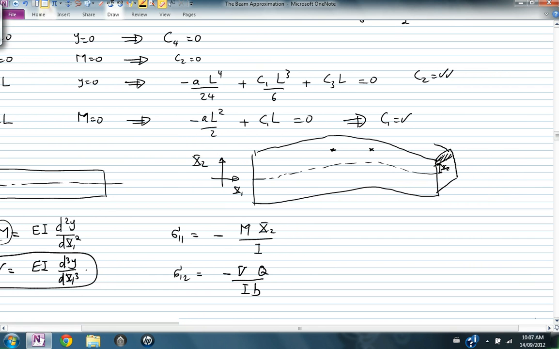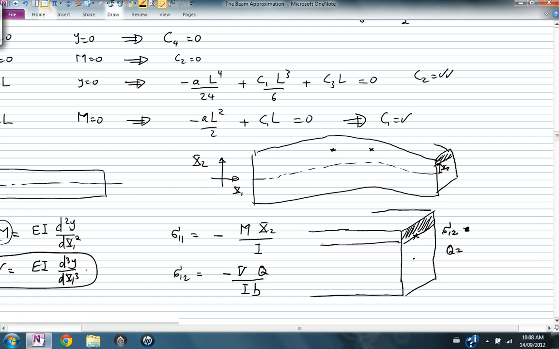let's try to calculate Q for a general area. If this is my rectangular cross section, and this is the point at which I'm trying to calculate sigma12, Q at this point is equal to the area. Now the area is a function of the cross section dimensions. So let's call the cross section dimensions as follows. The height of the cross section is t. The point under consideration is at a distance x2. The width of the beam is b.